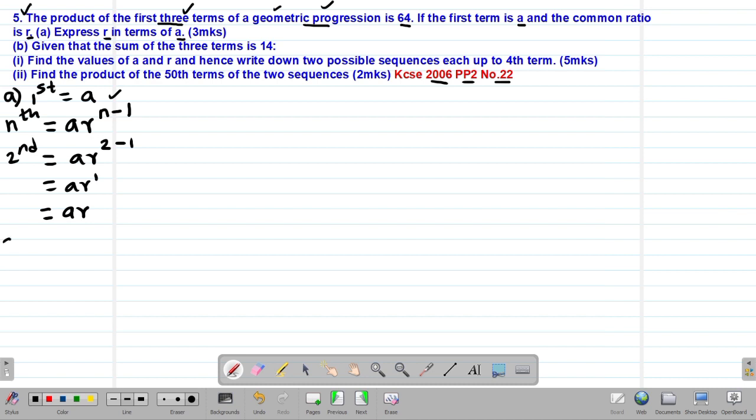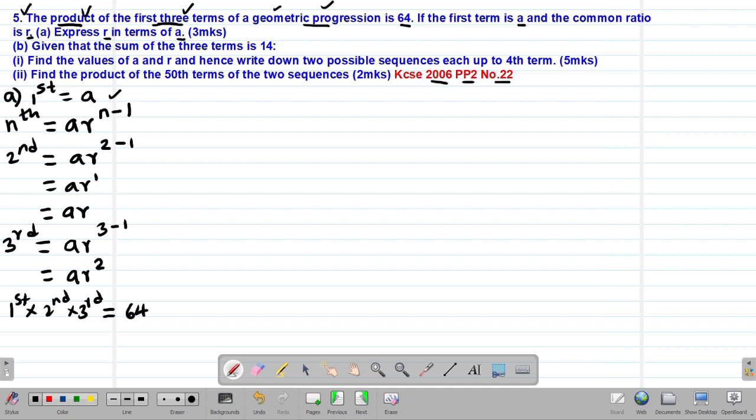We'll also find the third term of this particular GP, which is equal to ar to the power of 3 minus 1, which simplifies to ar to the power of 2. We are told that the product of the first 3 terms, that is, when you take the first term, multiply with the second term, then multiply with the third term, should give us 64.